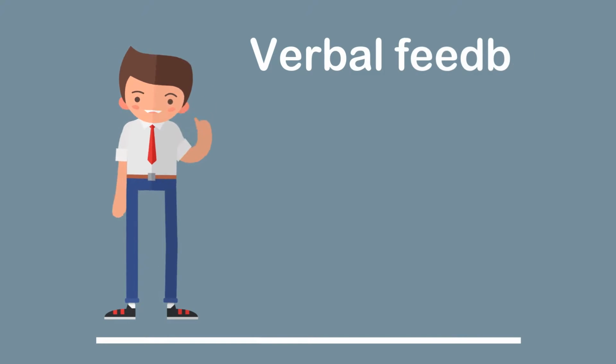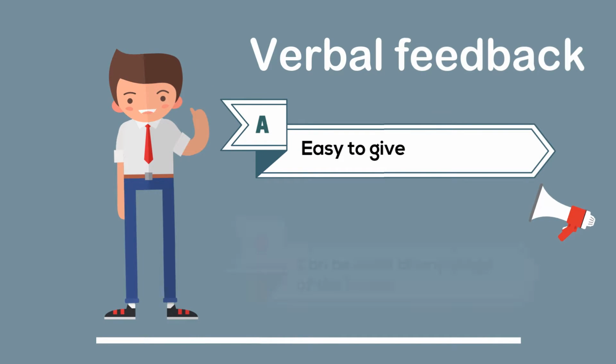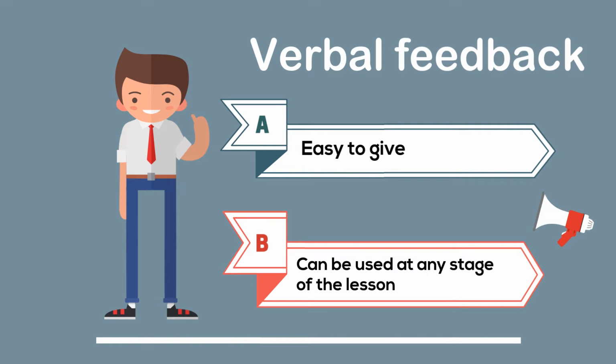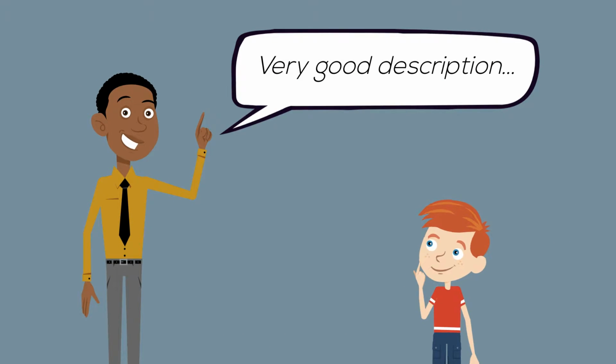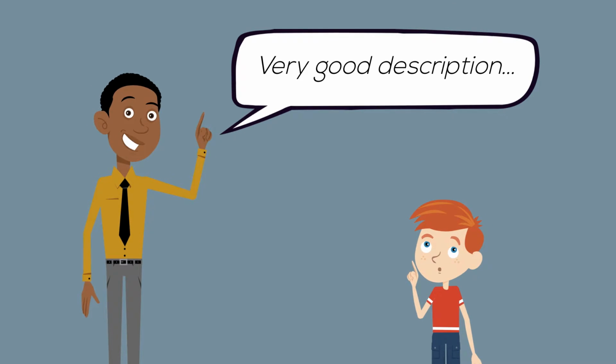Verbal feedback is easy to give, and teachers can include it at any stage of the lesson. Example: "That was a very good description of the food you like. Your pronunciation was quite accurate. However, you should pay attention when you use is and are. You are confusing them."